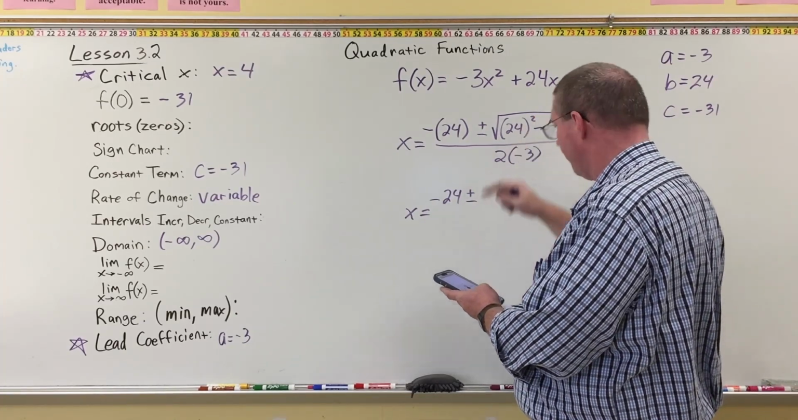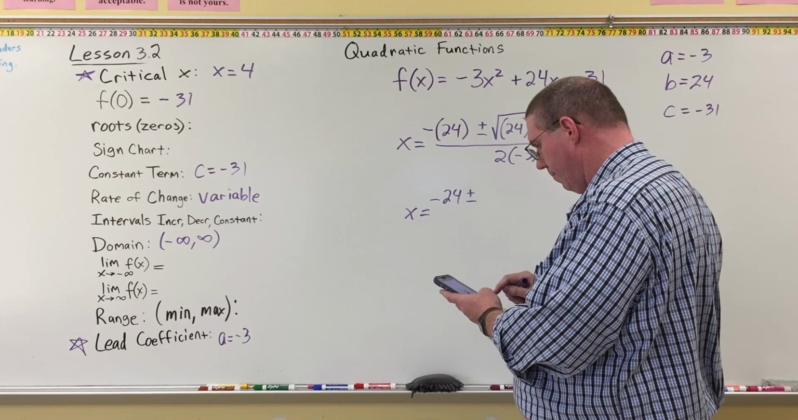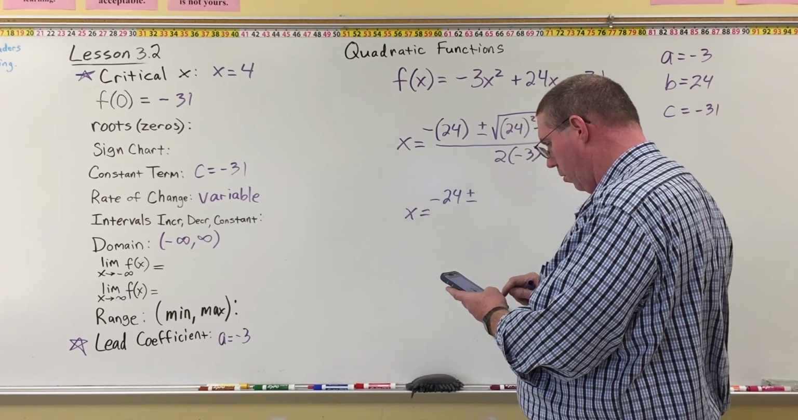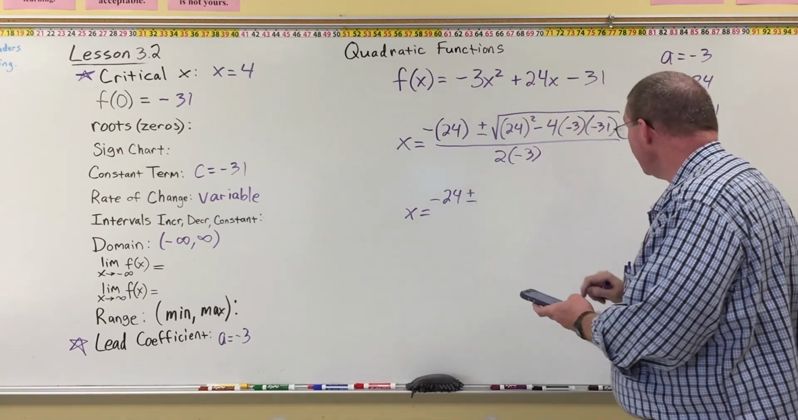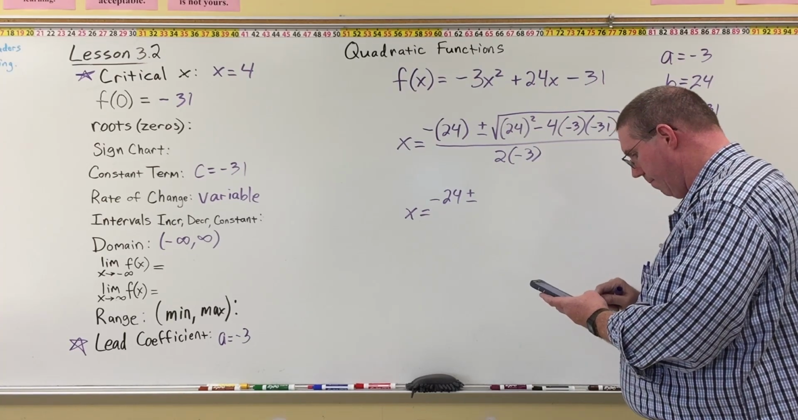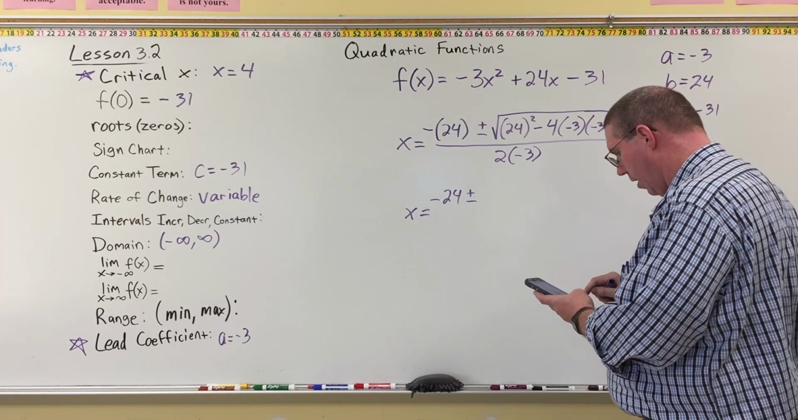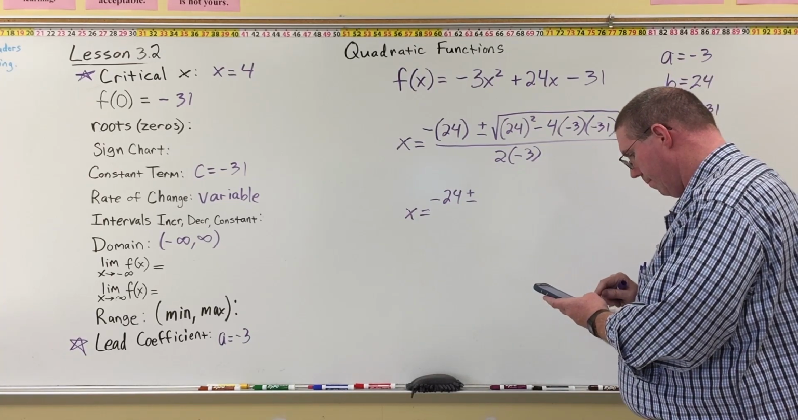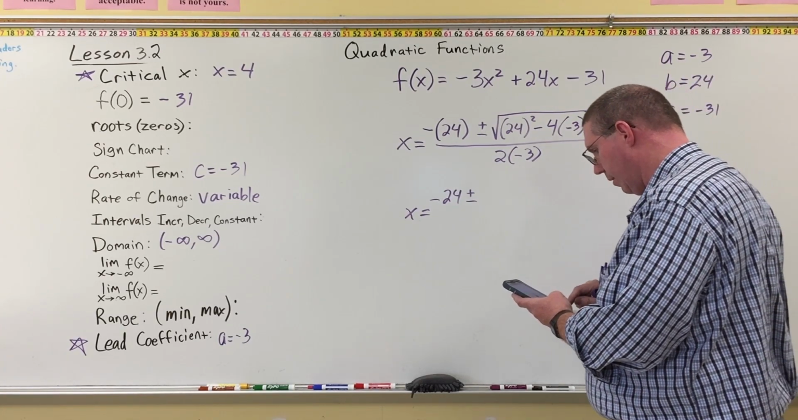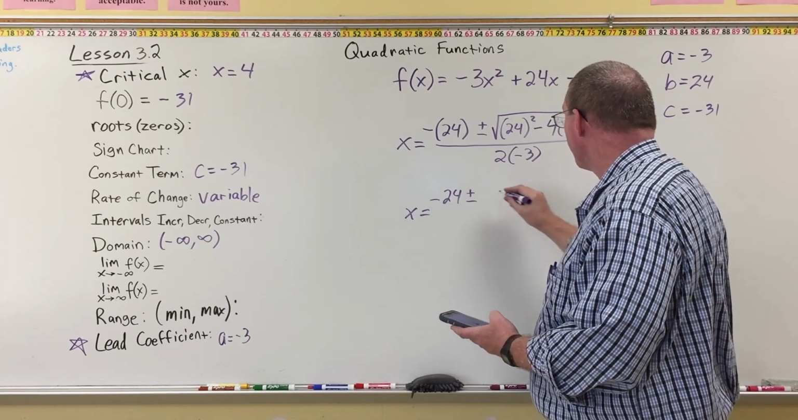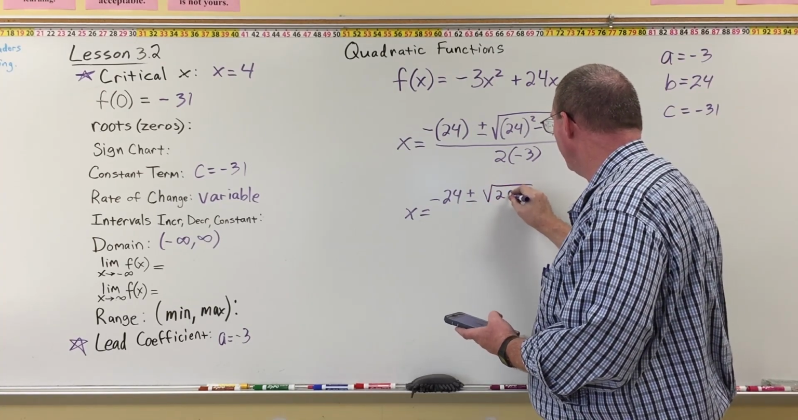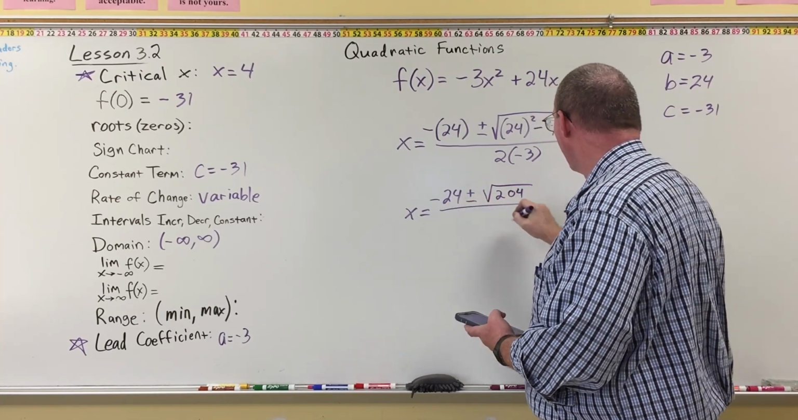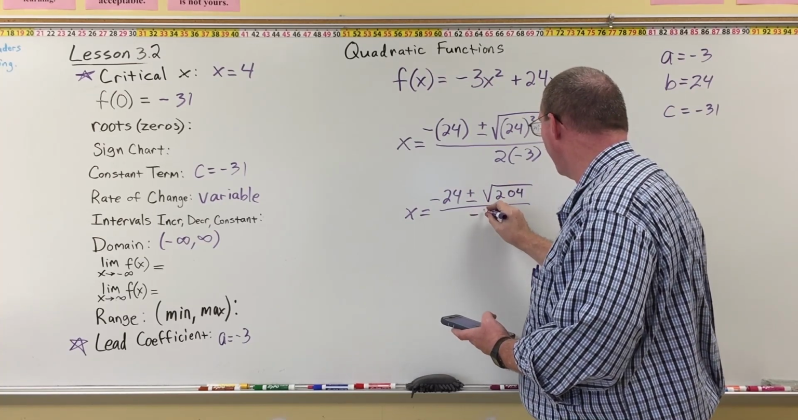All right, so we're going to have 24 squared minus 4 times a, which is negative 3, times negative 31. And so when we hit that, we get 204. So we're going to have the square root of 204 over 2 times negative 3 is negative 6.